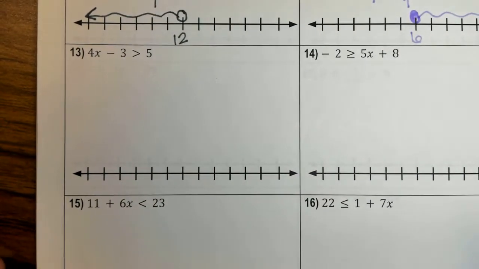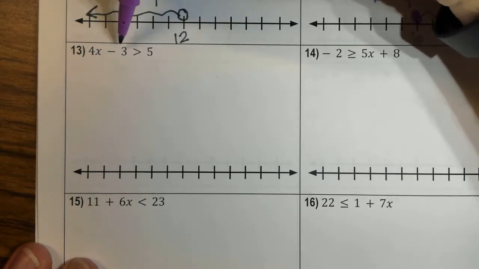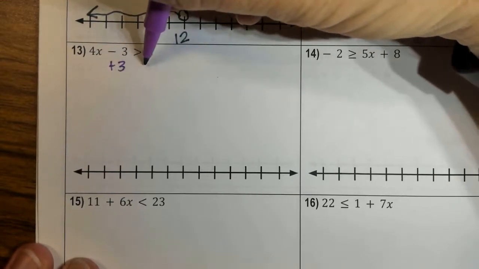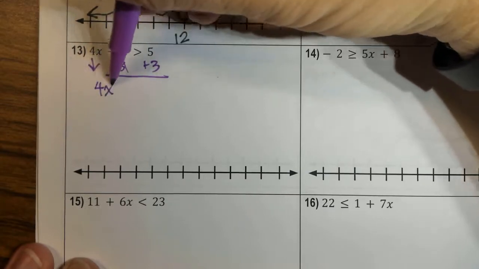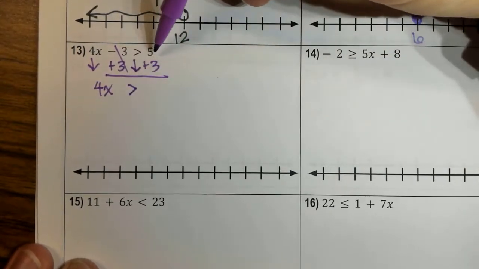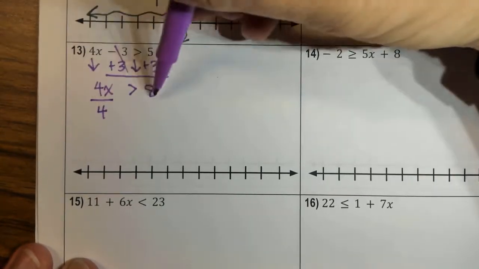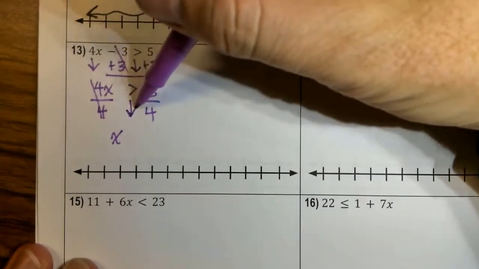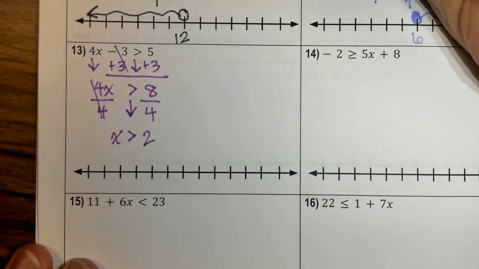Okay, number 13. Same thing. I have x and a number. I have to get rid of this number first because there's no x, and then I can divide by 4. So minus 3 becomes plus 3. Bring down my 4x. Bring down my inequality. 5 plus 3 is 8. And then my last step, of course, is divide. So I have x, same symbol, greater than. 8 divided by 4 is 2.